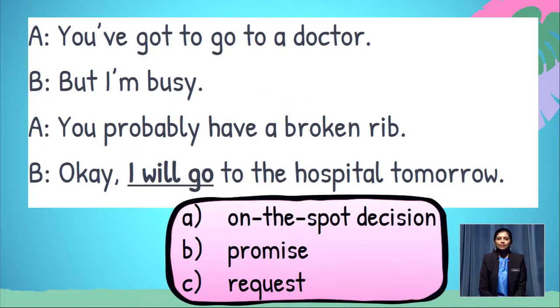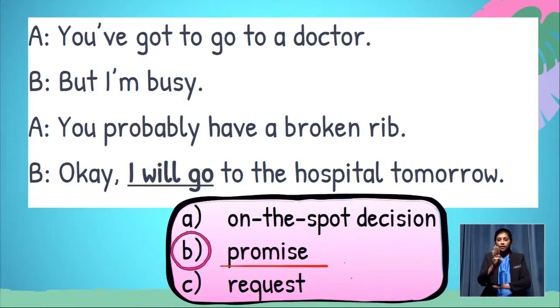You've got to go to a doctor. But I'm busy. You probably have a broken rib. Okay, I will go to the hospital tomorrow. Which one is the correct usage? A. On-the-spot decision, B. Promise, and C. Request. The answer is B. Promise.